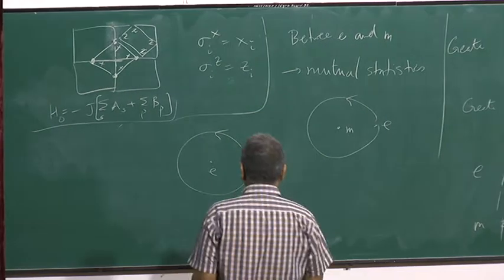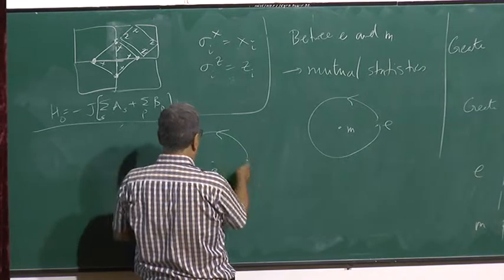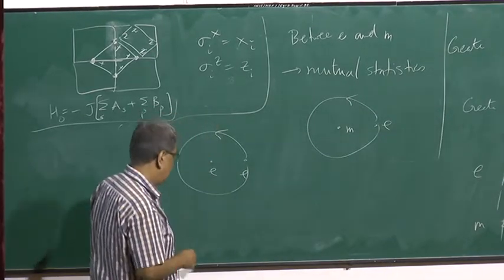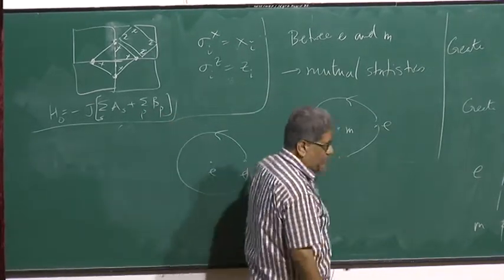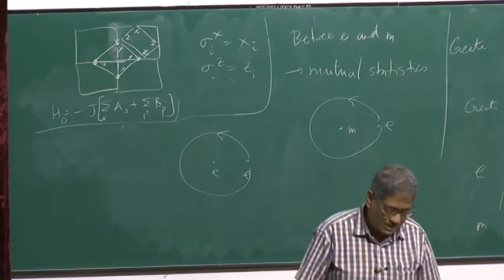Okay, so even here, when you do this E going around an E, you get +1, or M going around M. But for E going around M, it is not obvious what we are going to get. So let us do this calculation.